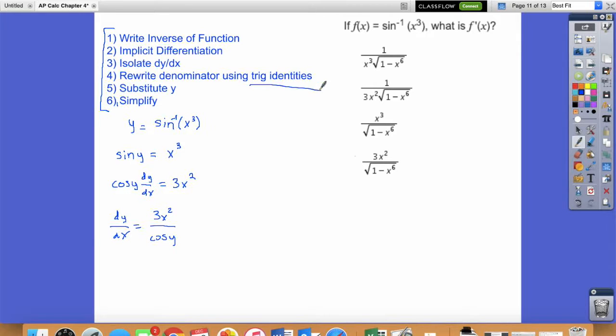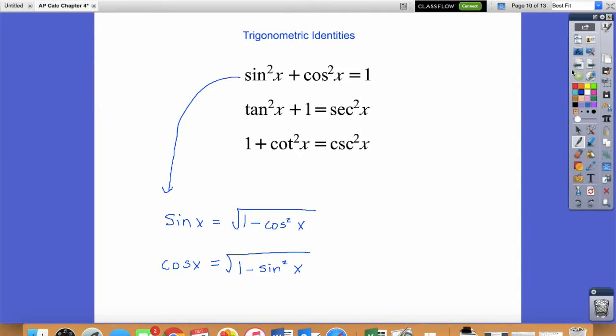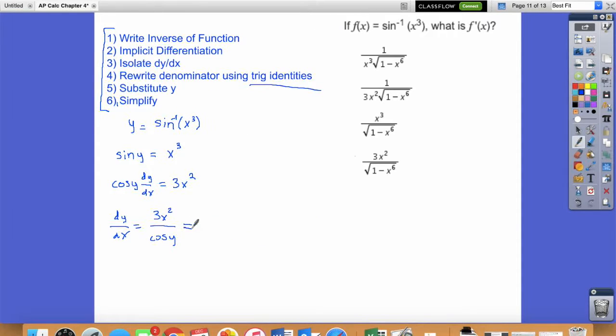Now here's where those trig identities from the last page are going to come into play. Right now, our problem has both x's and y's in it, and we need to rewrite it so that it's only in terms of x. Since I have cosine y, I see that cosine is the same thing as the square root of this. So I am going to substitute, and it's going to become 3x squared over the square root of 1 minus sine squared y in the square root.